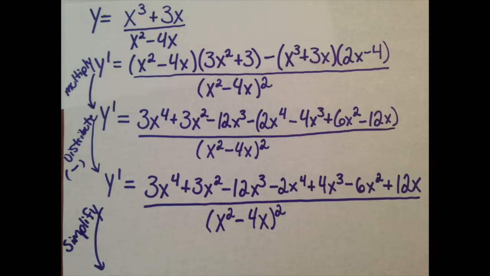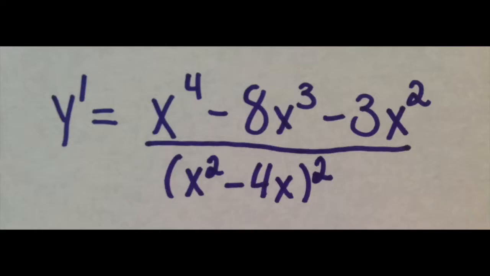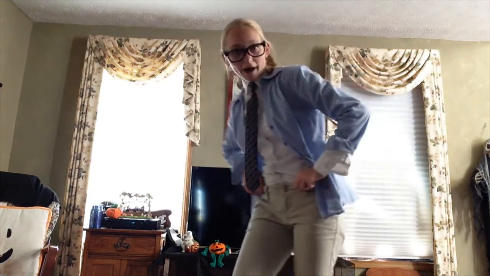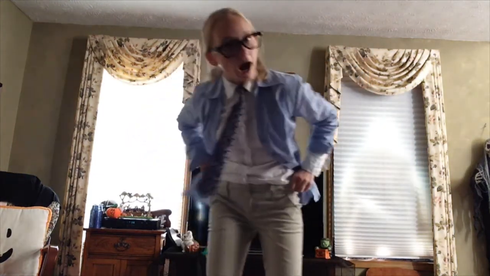First, you have to multiply your terms, then you have to distribute the negative, and then you simplify to get your answer. y prime equals x to the fourth minus 8x cubed minus 3x squared over the quantity x squared minus 4x, squared. Well, la-dee-da! You have now reached the end of this motivational teaching video.